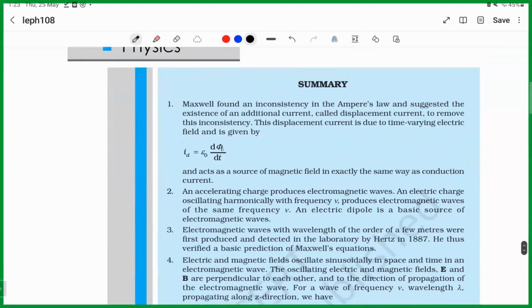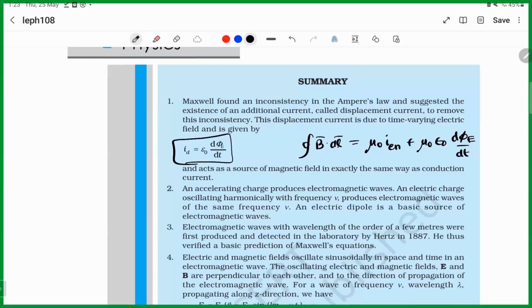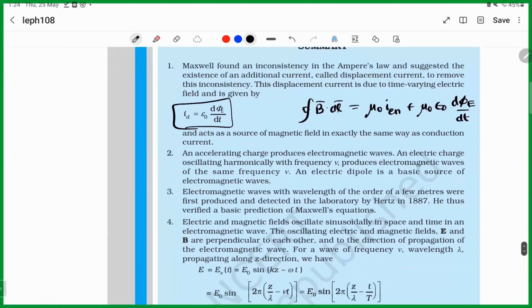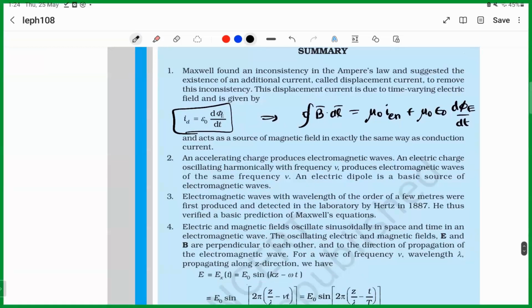So again, just summarizing, Maxwell found the inconsistency in Ampere's circuital law. So the integral of B dot dl is now mu naught I enclosed plus mu naught epsilon naught d phi E by dt. That is the new Ampere's circuital law. It's called the Ampere-Maxwell law. And this essentially means that a changing electric field produces a magnetic field, and a changing magnetic field produces an electric field.